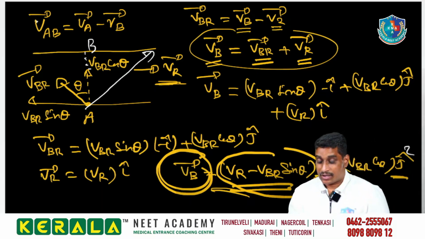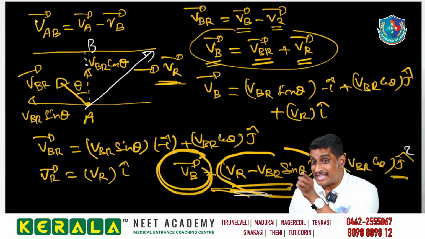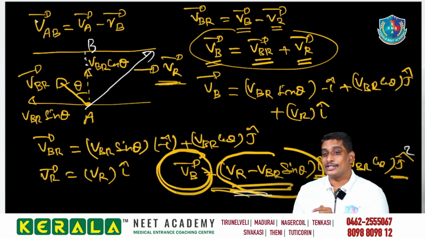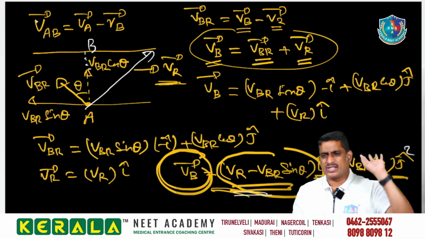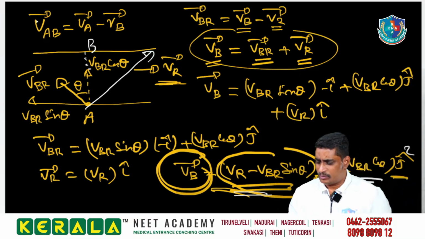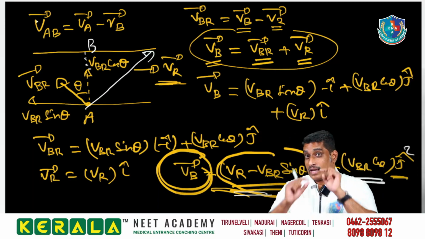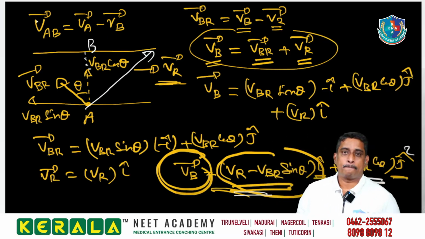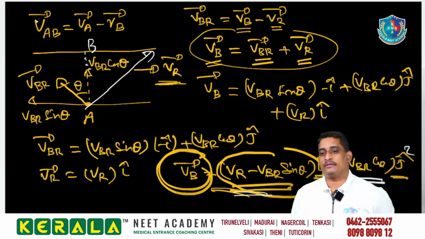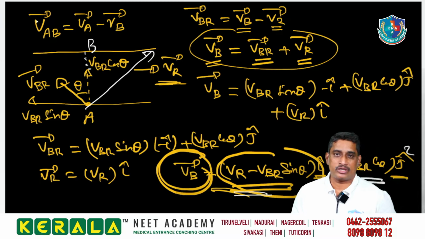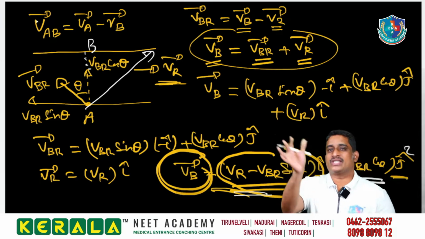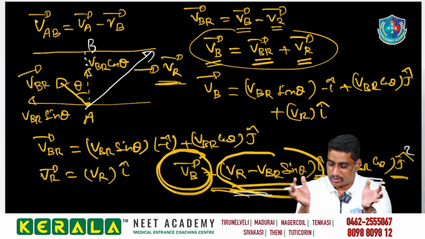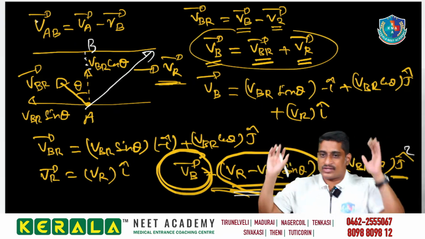If VR is greater than VBR sin theta, then the net velocity has one component along the positive x-axis, and the other component will be VBR cos theta. Whether the boat reaches exactly the opposite point or any other point on the other bank of the river, there is no change in the vertical component of velocity. It remains constant. VBR cos theta remains constant. Only the x component is changing. It all depends upon the comparison between VR and VBR sin theta.